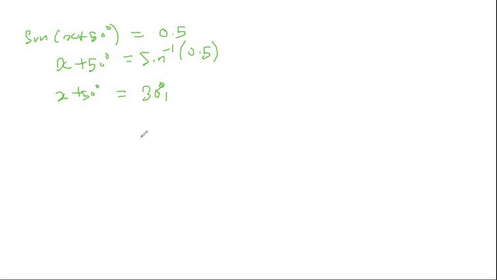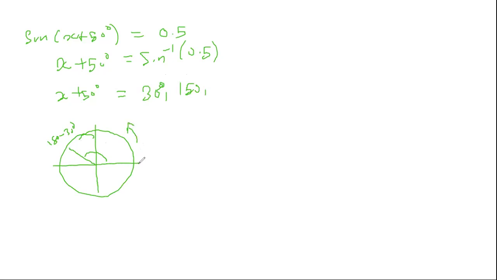So we are going to get the other angles. Sine is positive, so we shall as well have the second quadrant, which is 180 minus 30. That would give us 150. So remember, we have both positive and negative. So here we shall have negative 30, and as well negative 150.